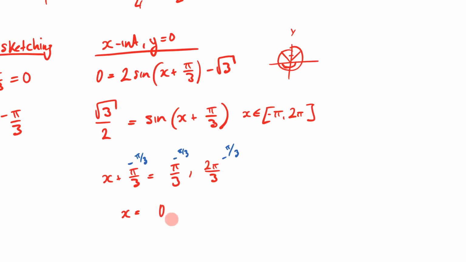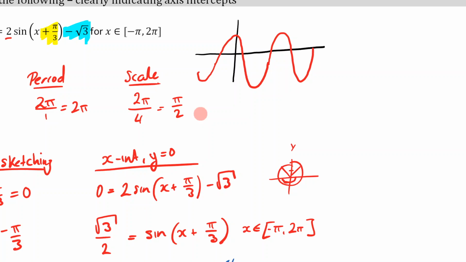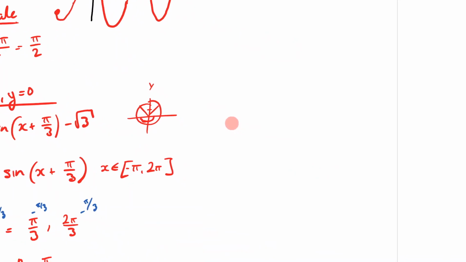Okay, so that's 0, and this is going to be pi on 3 there. Perfect. So I found my 2 x-intercepts, which is fantastic. All right, now what I need to do is figure out where this graph is starting and where it's ending. So let's come over here.